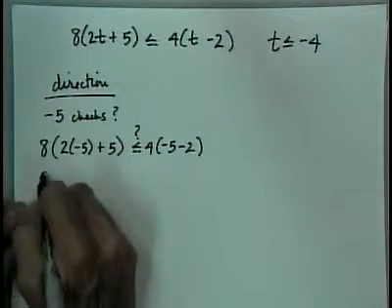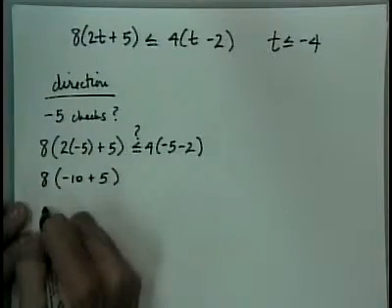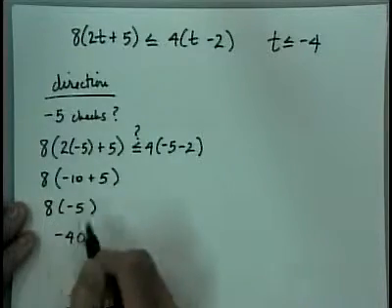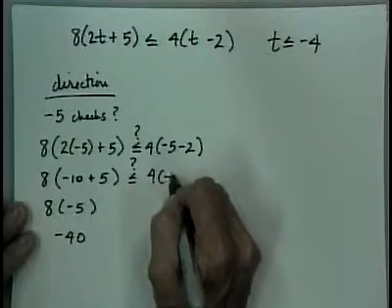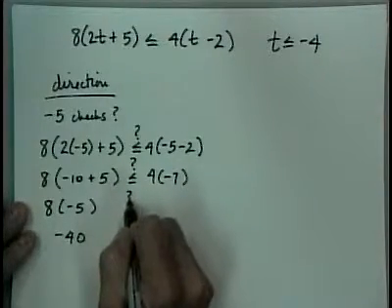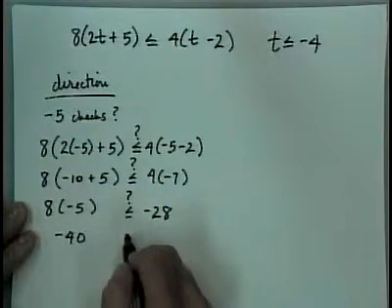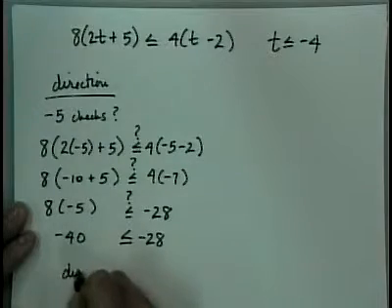Starting with the left-hand side, we have 8 times negative 10 plus 5, which is 8 times negative 5, or negative 40. Is that less than or equal to 4 times negative 7, which simplifies to negative 28? Now negative 40 is less than or equal to negative 28, so the direction checks.